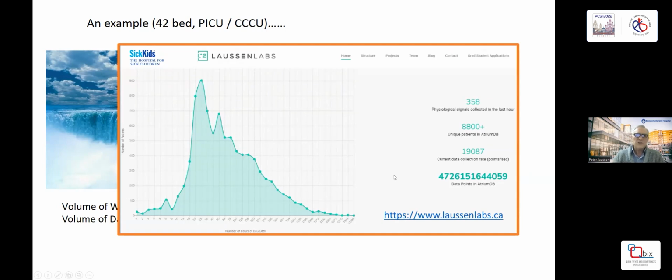So you can see that there is a huge amount of data that's streaming, particularly when you start to collect second by second, waveform by waveform data.